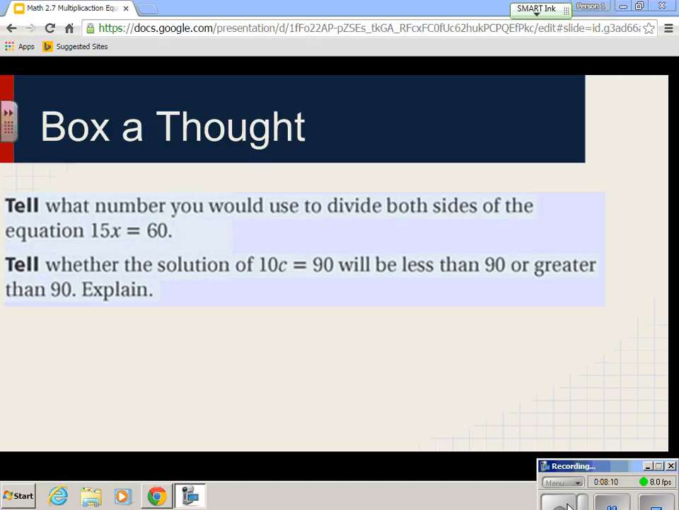Nice short answer. Number 2 says, tell whether the solution of 10 times c equals 90 will be less than 10 or less than 90 or greater than 90. How do you know? Okay, once you got that done, you can move on to the quiz.